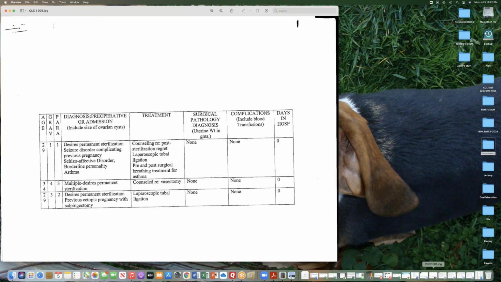Right. So let's look at the second one. What's wrong with the second one? Multiple desires, permanent sterilization. It looks like this provider only counseled this patient on one option for treatment. Well, even worse, you're right. But the worrisome thing for me is there's no procedure listed. So why is she even on my GYN list? Correct. That's true.